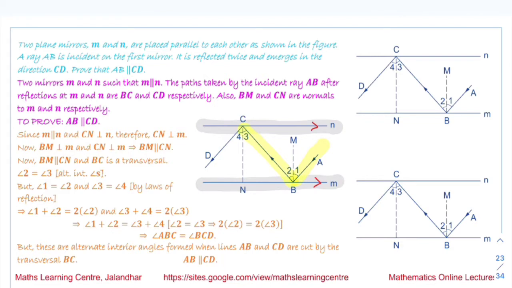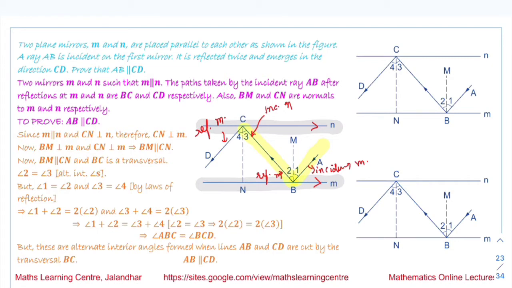When we are talking about this, this is the incident ray for M, and this is the reflected ray for M. This ray is the incident ray for N, and this ray will become the reflected ray for N.